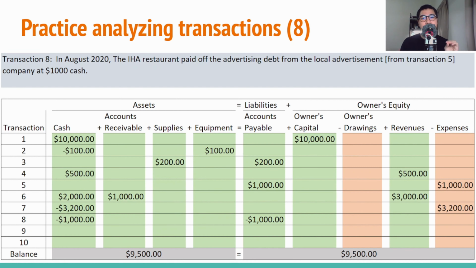The eighth transaction is in August 2020. The IHA restaurant paid off the advertising debt to the local advertisement company with 1,000 cash. So this one is exceptional because it's linked to transaction 5. That is, the restaurant purchased an advertisement on credit for 1,000. So at this transaction, the restaurant paid off that debt with 1,000 cash. Because of this, the cash and the accounts payable decrease by 1,000 and 1,000 separately. Finally, two sides of the equation are balancing at 9,500.